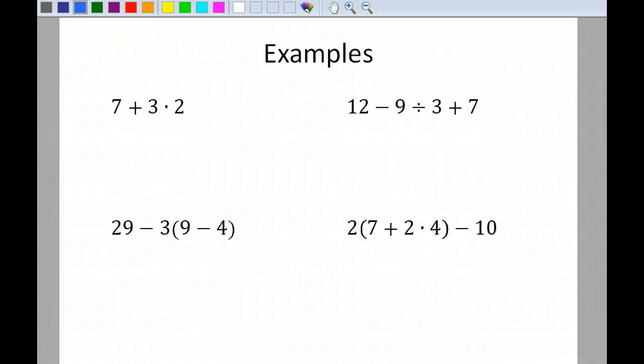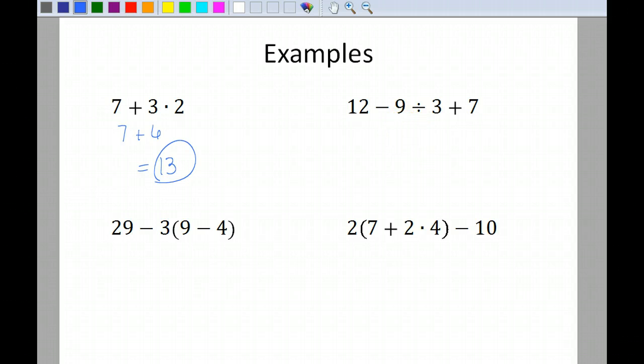Now let's look at a couple of examples. I have 7 plus 3 times 2. Oh, I've got to do multiplication comes before addition. So I have 7 plus 6, and 7 plus 6 is equal to 13, and that's my answer.